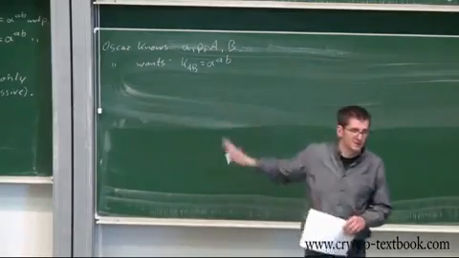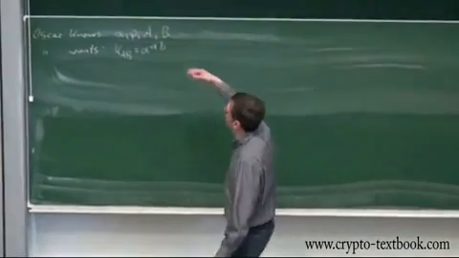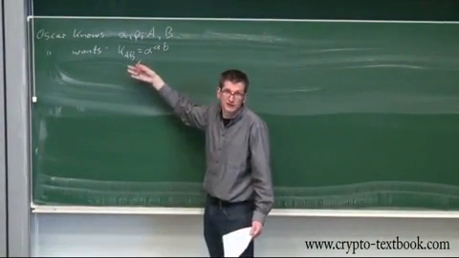And this setup, this set of knowns and unknowns, this is called the Diffie-Hellman problem.